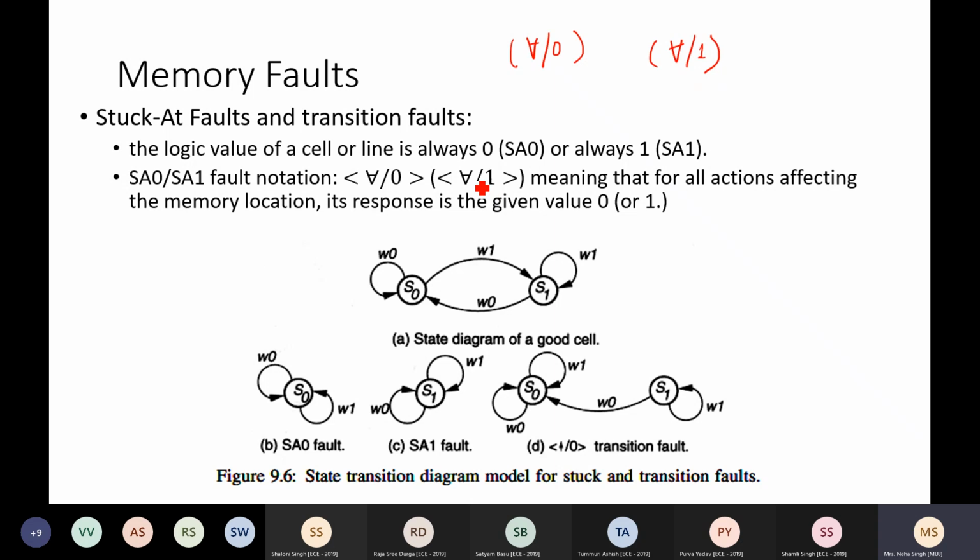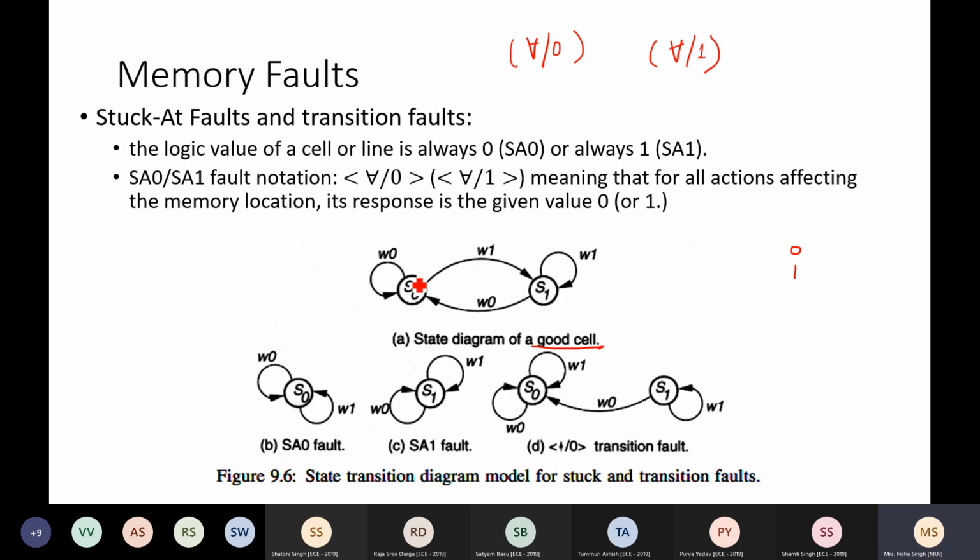The memory testing is done in the form of state transition diagrams, which we studied in digital design, in FSM, same way here. Each memory bit can have only 2 values, 0 and 1. Therefore, 2 states are identified, S0 and S1, right? Here is the state diagram of a good cell. A good cell means when you say write 0, it takes 0, and when you say write 1, it takes 1. So each arrow indicates some write operation.